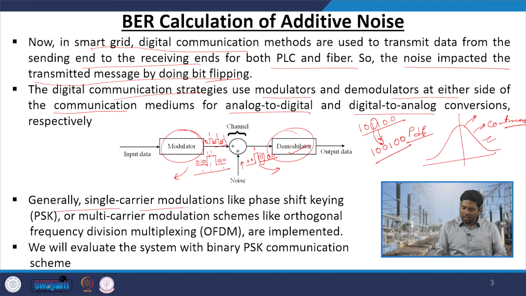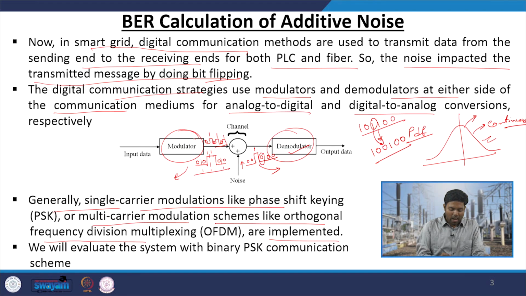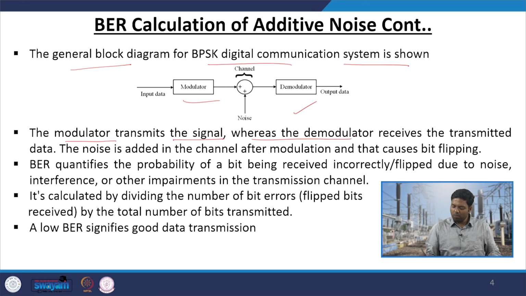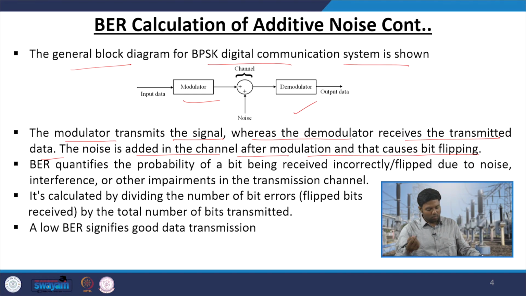Generally, single carrier modulations like phase shift keying or multi-carrier modulation schemes like orthogonal frequency division multiplexing are normally implemented for modulation and demodulation purposes. We will see the most used one, the binary phase shift keying communication scheme, which is generally adopted in the power system. The general block diagram for BPSK digital communication is this. The modulator transmits the signal, whereas the demodulator receives the transmitted data. The noise is added in the channel after modulation and that causes the bit flipping, as I just told.